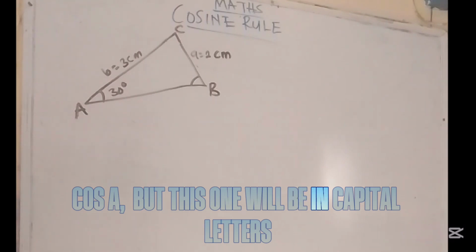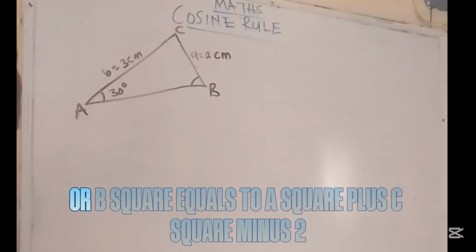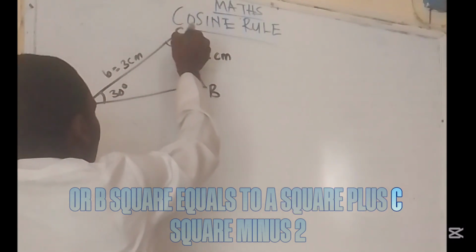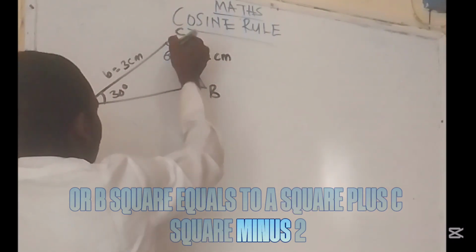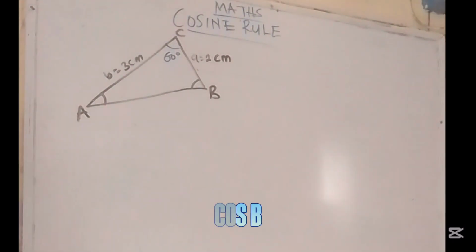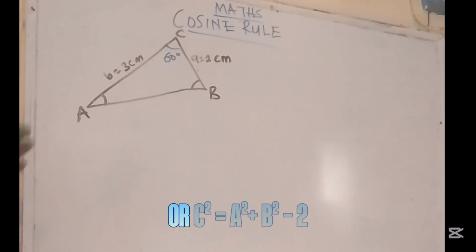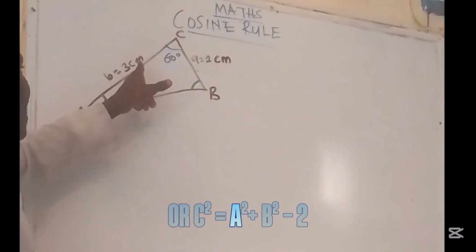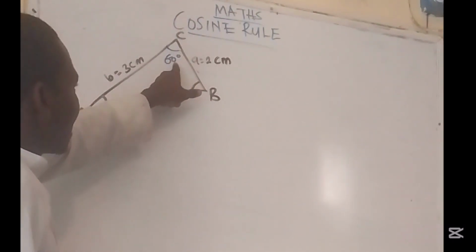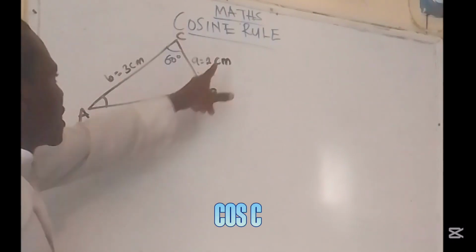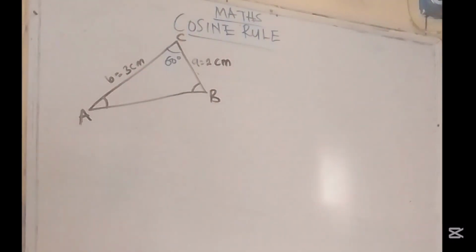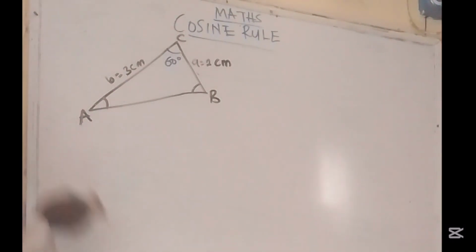Such as if I have a case like this. In this case now, it's obvious that I cannot use sine because I do not have a side and its corresponding angle. Though I have this angle, I don't have its corresponding side. I have this angle, I have this side, I don't have its corresponding angle. So which rule will I use? Cosine. And what does the cosine rule say?